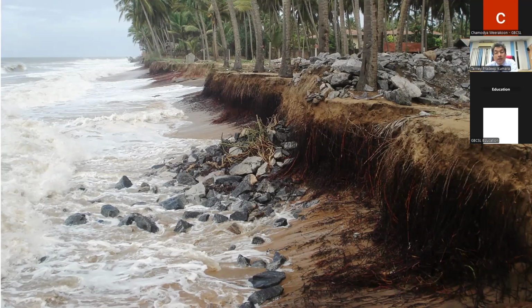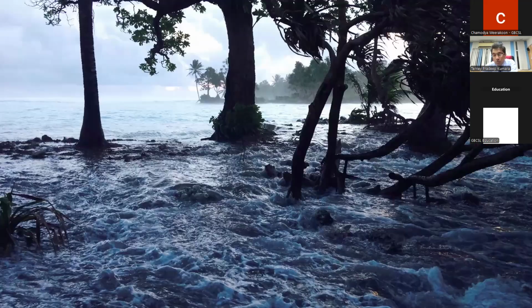coastal flooding. You have established maybe one of your resorts by the coast, and maybe 5 years later, you expect this sort of coastal flooding. So your investment will go in vain. Right? We have to think of that.